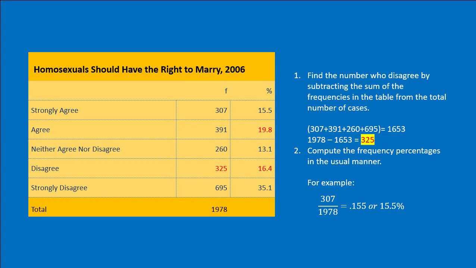To compute the percentages, we do that the usual way. We simply divide the number in each category by the total number of cases. I did it here for the very first one. 307 over 1978 is 0.155, which we would express in percentage terms as 15.5%.